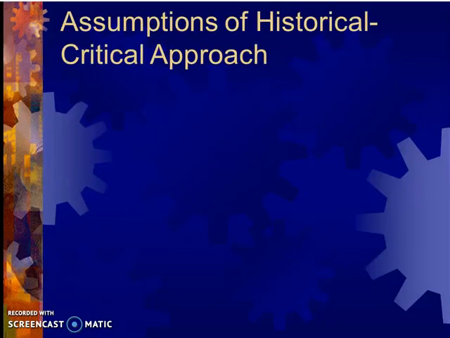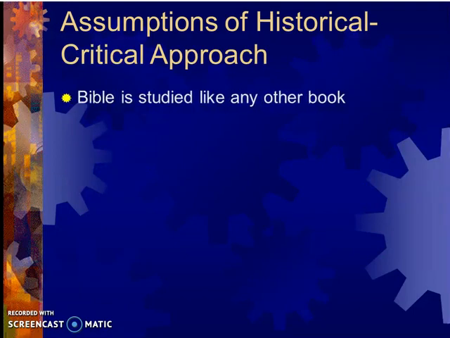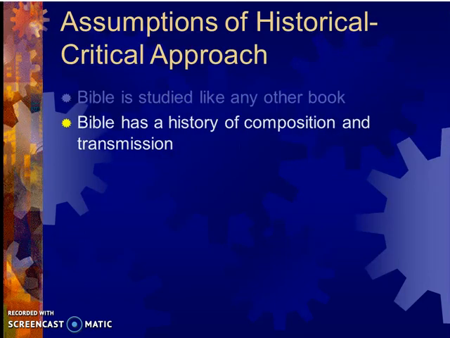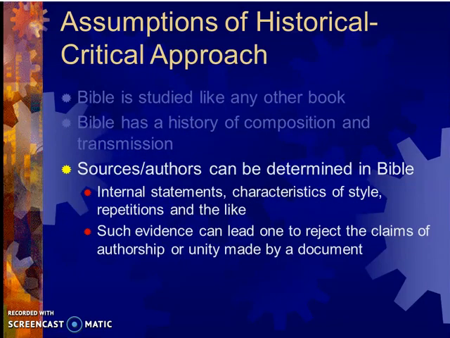The historical critical approach has certain assumptions. One, it assumes that the Bible is to be studied like any other book. Two, it thinks that the Bible has a history of composition and transmission. Three, the sources or authors used by the biblical writers can be determined.